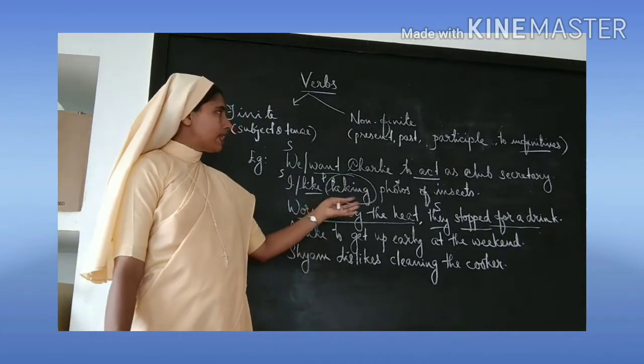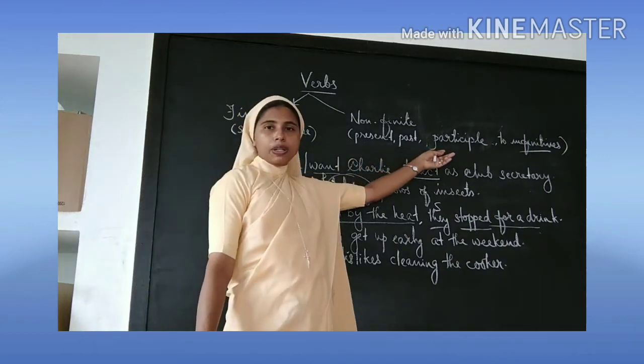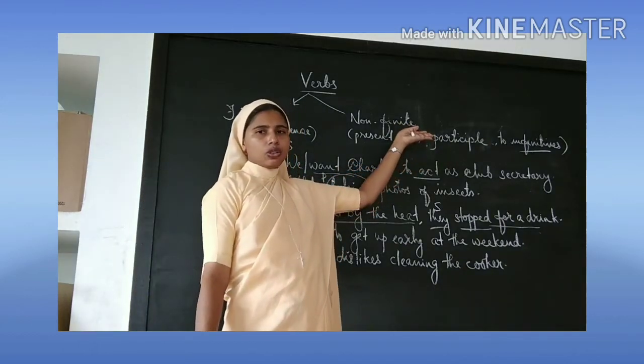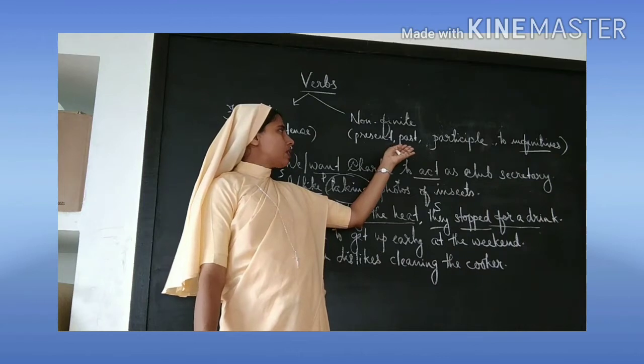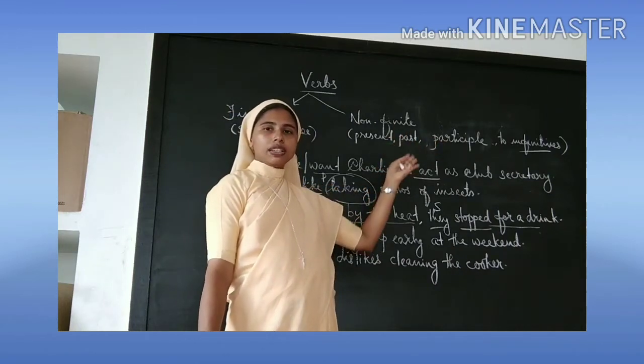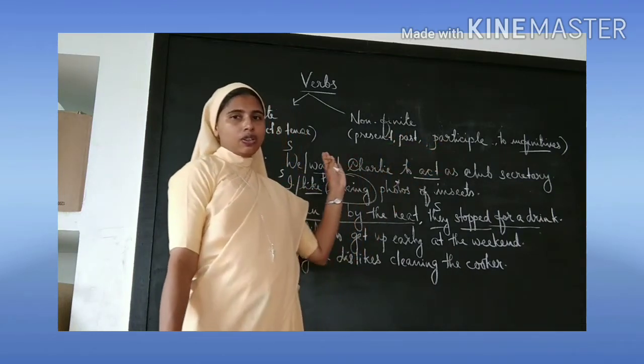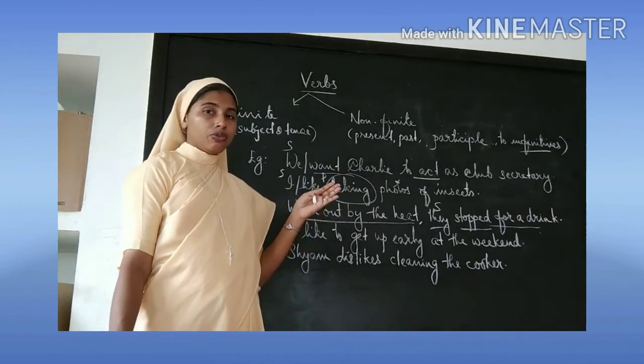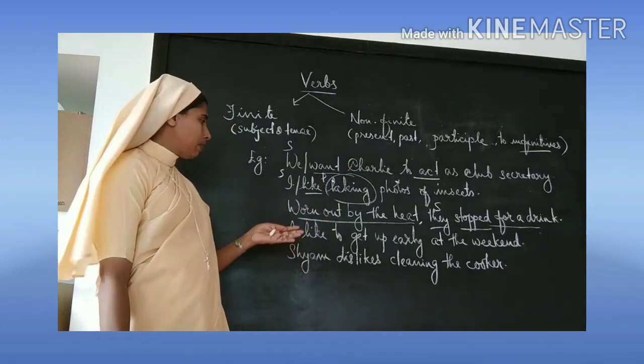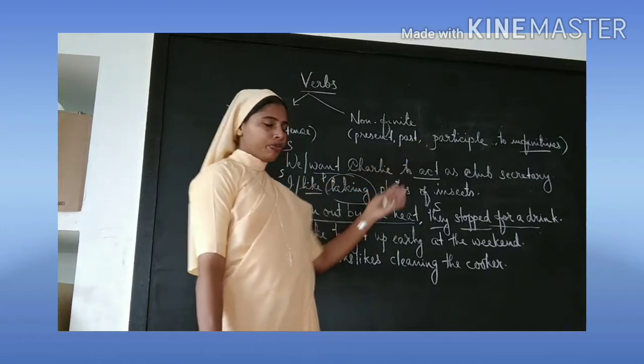Worn out comes in the part of participle. Wear, wore and worn, that is in the part of participle.